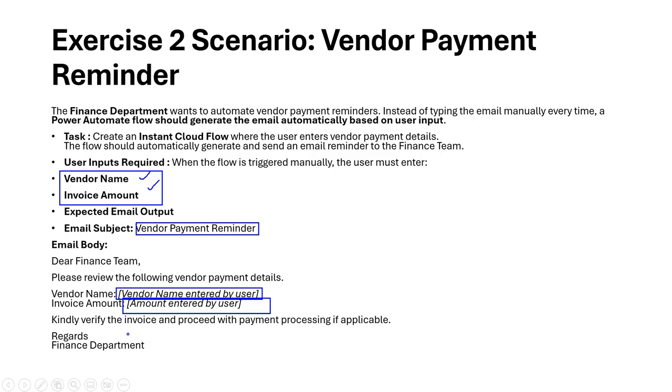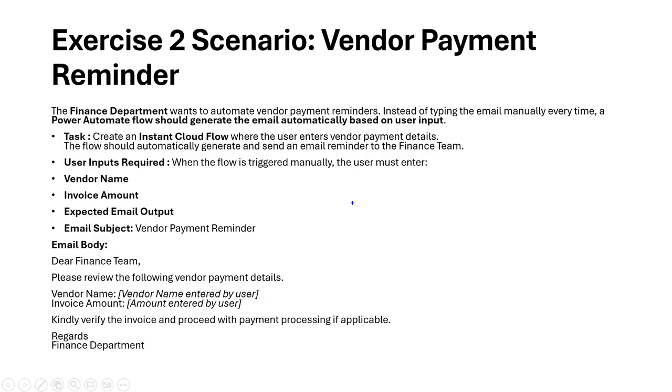So this is the flow you are going to create, to send a mail to my finance department team as the vendor payment reminder. You have to give 2 inputs. One is the vendor name, the second one is the invoice amount. If they give the 2 inputs, it should generate the email automatically like this. Dear finance team, please review the following vendor payment details. Vendor name displayed here, invoice amount displayed here. And kindly verify whether the invoice payment is applicable based on the payment process. Some message like this. I want you to try, because every time I cannot create a flow, I want you to create some flows so that you will have more practice.